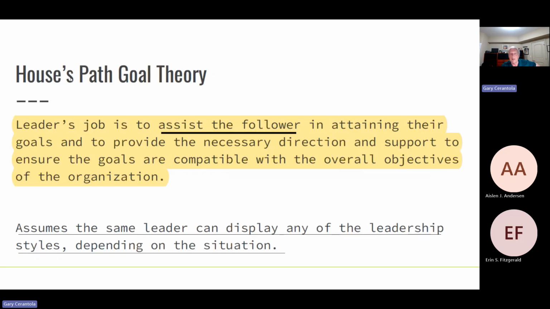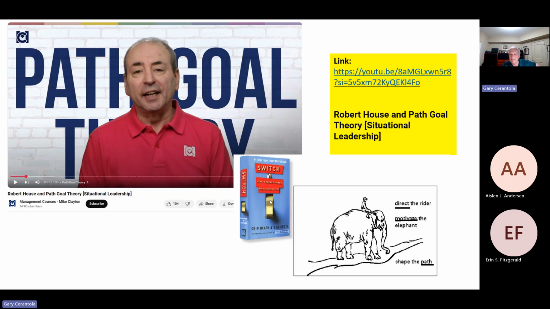So now we're going to talk about House's path goal theory, and again, you can see that this is highlighted. The leader's job is to assist the follower in attaining their goals, to provide the necessary direction and support to ensure the goals are compatible with the overall objectives of the organization. So that's what this is all about.